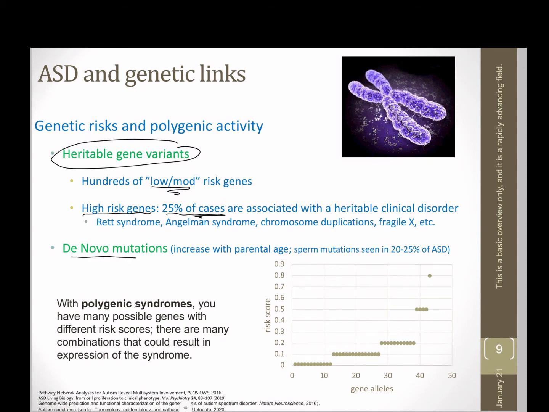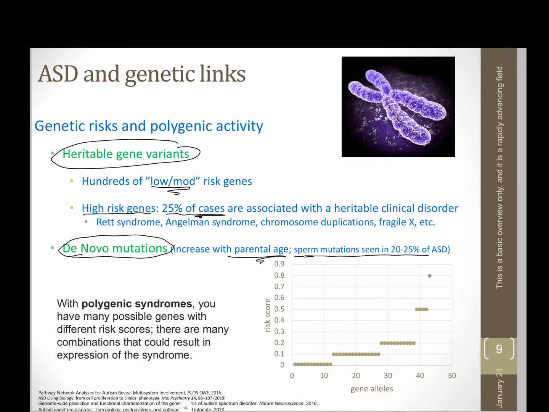And we also have de novo mutations, and de novo just means spontaneous mutations, mutations within the egg or the sperm that then get passed down to the child. And one of the things that is a factor in this is parental age. So as the parent gets older, both male and female, you have more spontaneous mutations in the egg and sperm cells. That's much more common to be occurring in the males, and sperm mutations are seen in 20 to 25% of people who have ASD. So that's a big component.